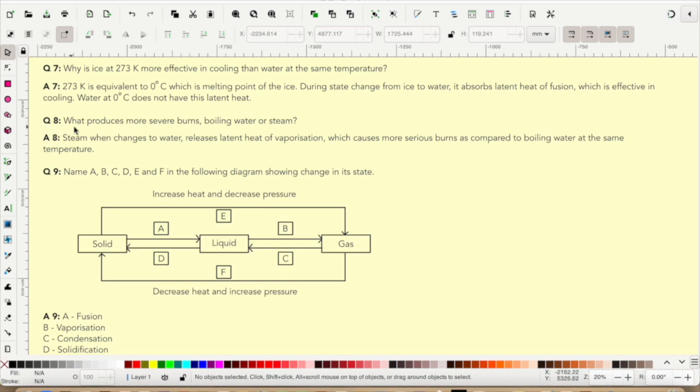Question 8. What produces more severe burns, boiling water or steam? Answer is, steam when changes to water releases latent heat of vaporization, which causes more serious burns as compared to boiling water at the same temperature.